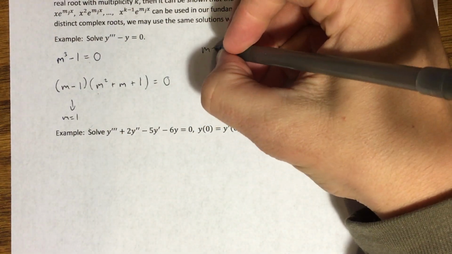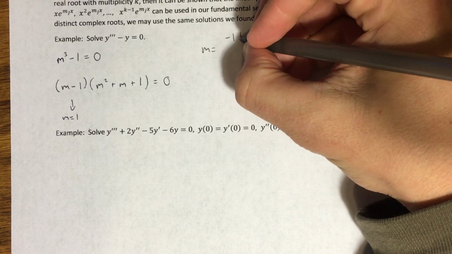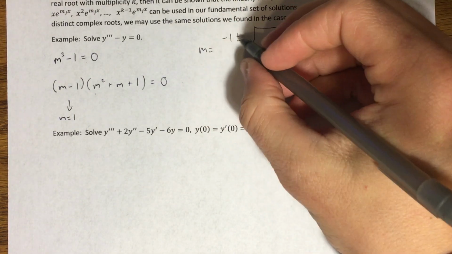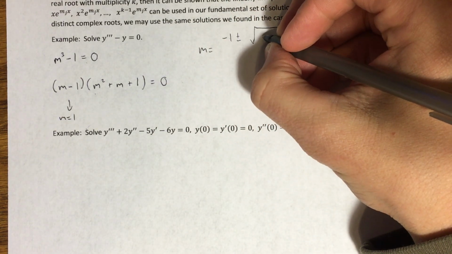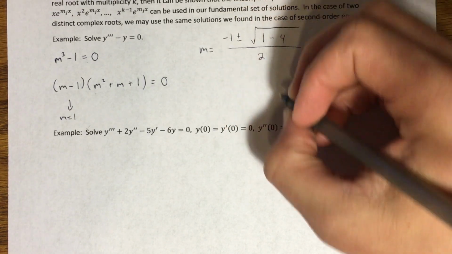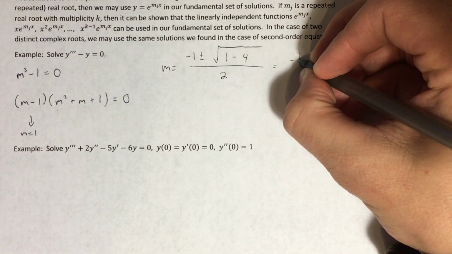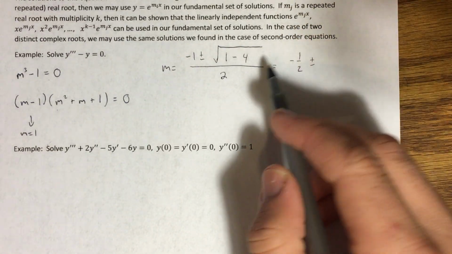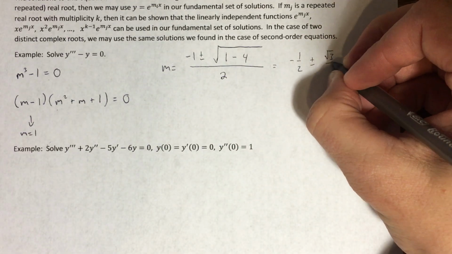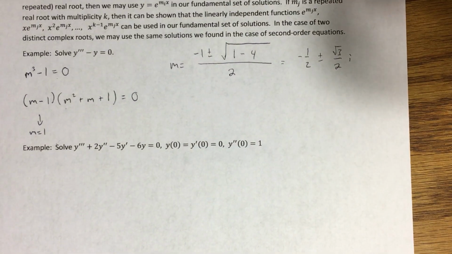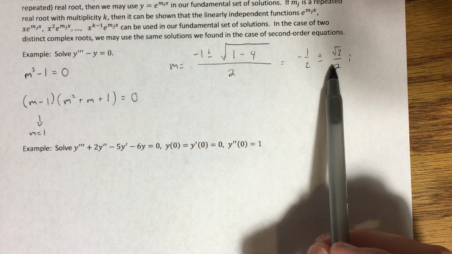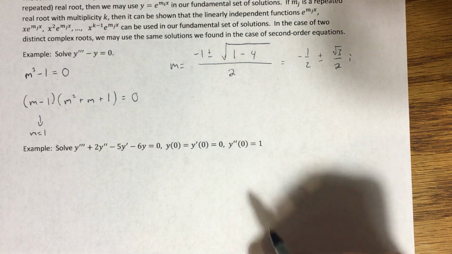We'll get m equals negative b, so it's -1, plus or minus the square root of b squared, that would be 1, minus 4ac, that's minus 4, all over 2a, that's 2. This would be equal to -1/2, plus or minus, that's going to be a -3 in there, which is where we get the imaginary constant i. This is going to look like root 3 over 2 i, okay? So that's a total of 3 roots. One of them is real, 2 of them are complex, and it's a conjugate pair as usual.